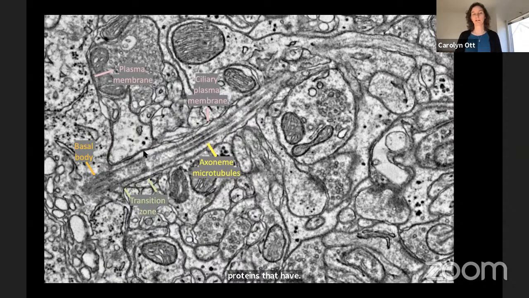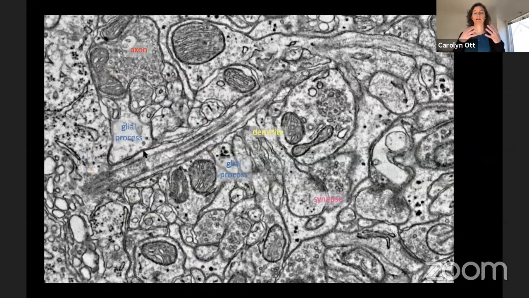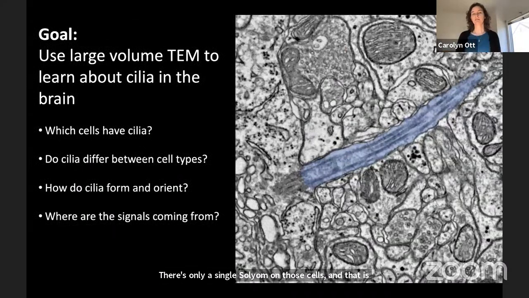It includes cognitive impairment. The amazing thing about EM is we also get this context where we can see not only the cilium, but everything that's around there. Here I've highlighted a few of the things you've been hearing about: glial processes, axons, and dendrites. And now the primary cilium is a low frequency feature in this complex neuropil brain tissue. There's only a single cilium on most cells. And that has made asking some questions difficult in the past.